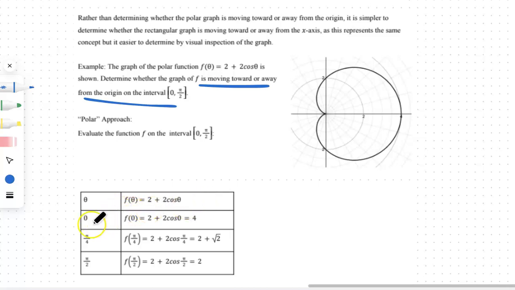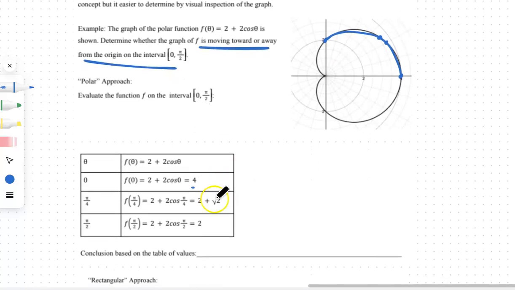If I input 0 into the function, I get out 4. That is going to be this point right here. If I input pi over 4, I get 2 plus rad 2. That's this point here. Actually, pi over 4 might be more right there. And then pi over 2, I get 2 out. So the question is, as we map on this interval, is the graph getting closer to or away from the pole? Well, here's what's happening.